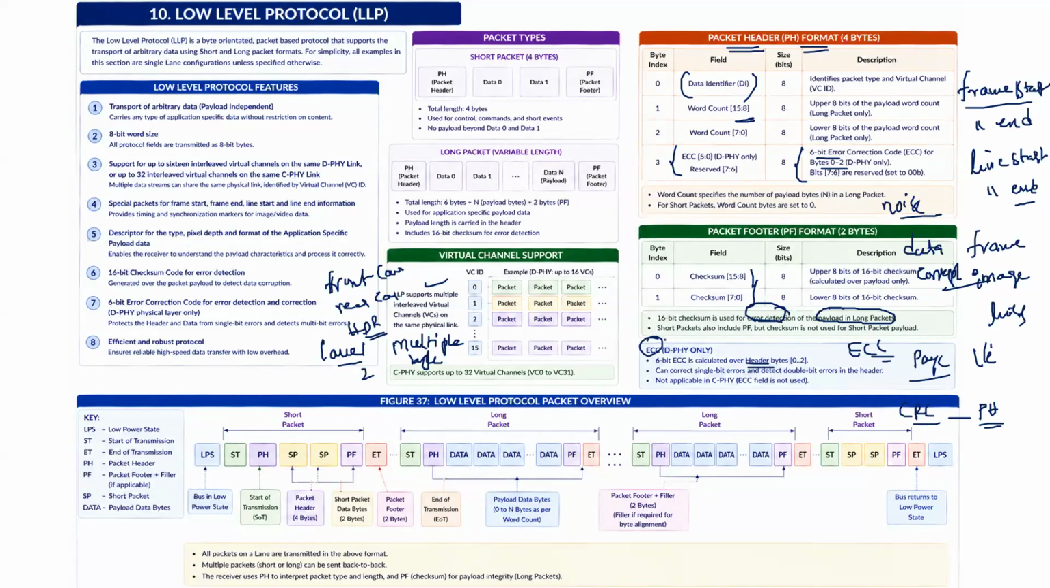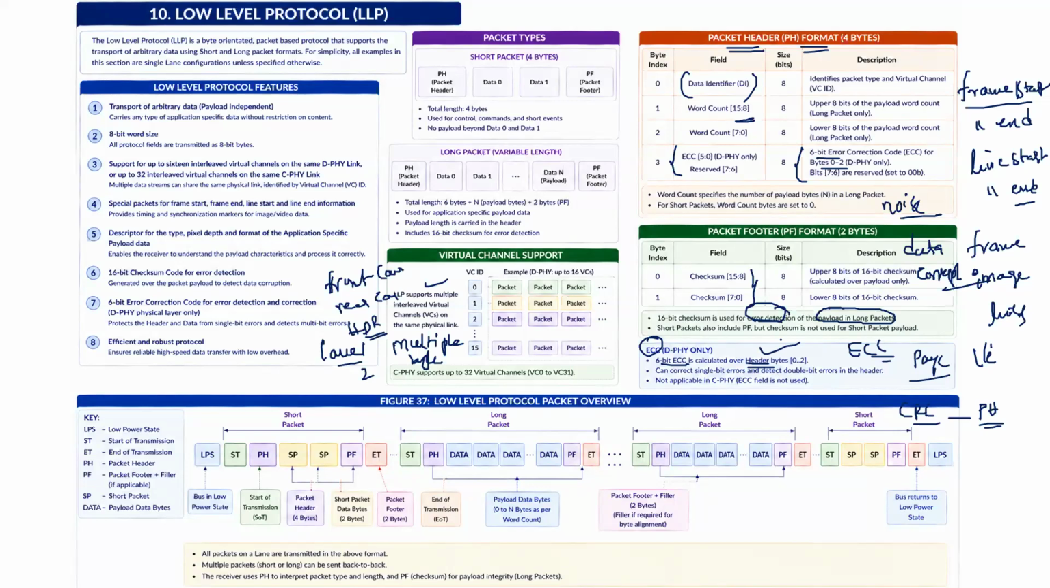See, ECC is a 6-bit ECC calculated for header bytes. What are the header bytes we are transferring? Do those header bytes have any error or not? For that purpose, we are using the ECC. Are you understood? Okay, fine.